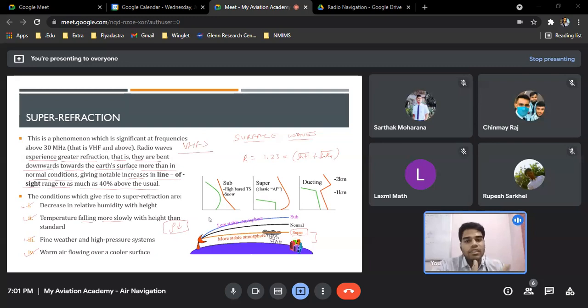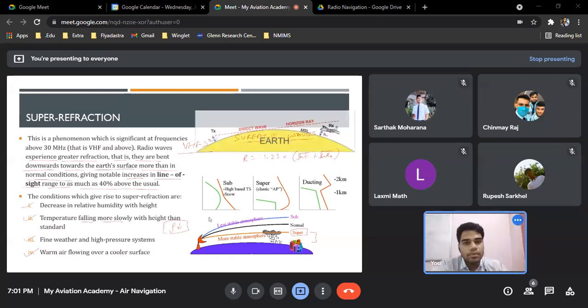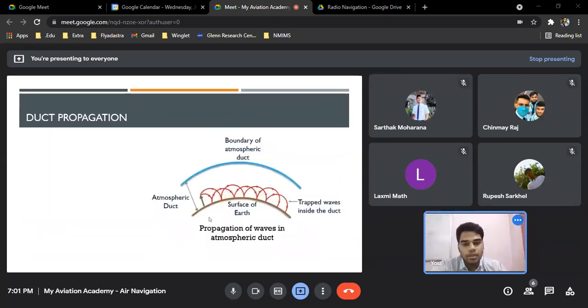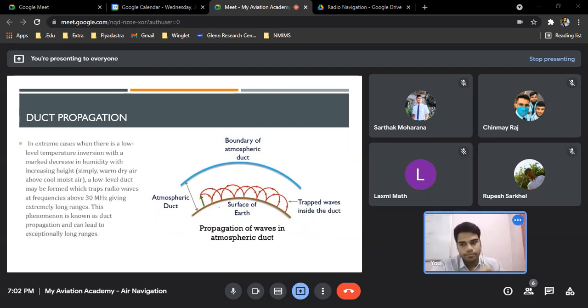The opposite of the same thing is known as sub-refraction. We have something else also, and I'll explain that just before this. Duct propagation. It's the same phenomenon as I told you, two things combined: multi-hop plus super refraction. If you combine those two things, we have duct propagation. This phenomenon happens in a duct. See, this is a duct. If this duct is created, the radio waves cover a lot more range than in normal conditions.